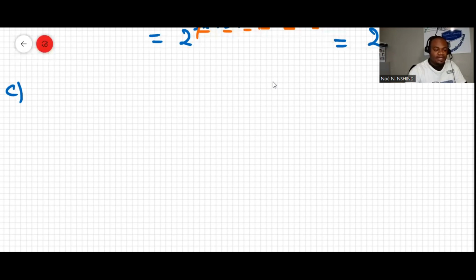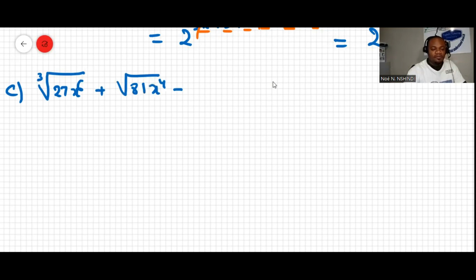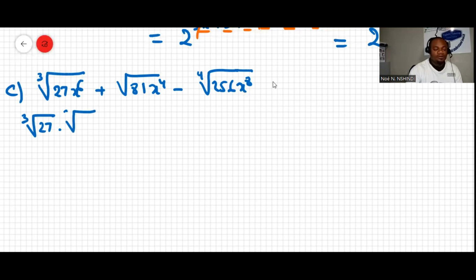Question C is given by the cube root of 27x to the 6, plus the square root of 81x to the 4, minus the fourth root of 256x to the 8. Okay, so now over here I can break this. It's like the cube root of 27 multiplied by the cube root of x to the power of 6.